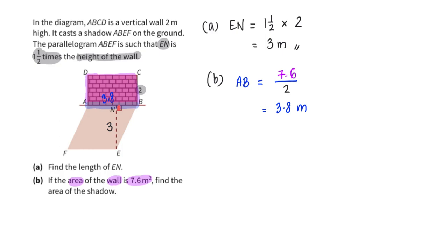So with that, if we are going to apply our area of the parallelogram, the area of ABEF is therefore equals to the base 3.8 multiplied by the height 3 meter, and therefore that will give me a value of 11.4 meter square.